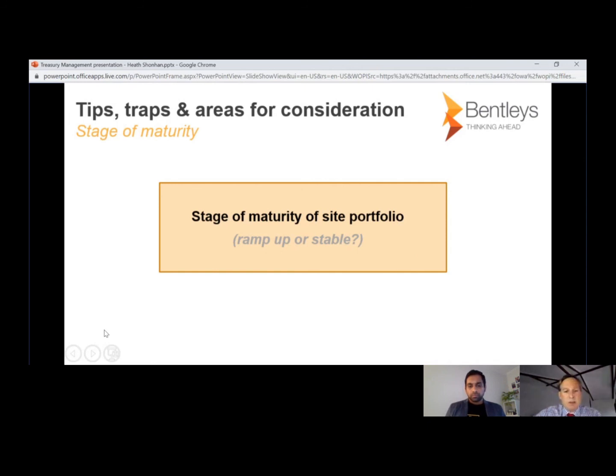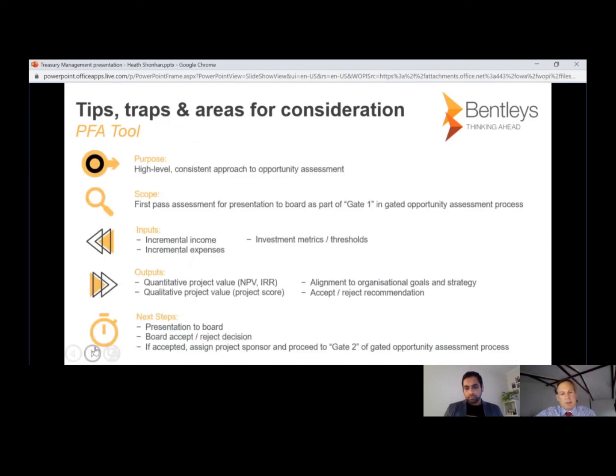The stage of maturity of your site portfolio is another big question that you need to incorporate into your minimum level of liquidity. Are you in a stable portfolio? Are you in a ramp-up phase? So they're two key areas as well too that go into minimum levels of liquidity. Some other tips and traps.